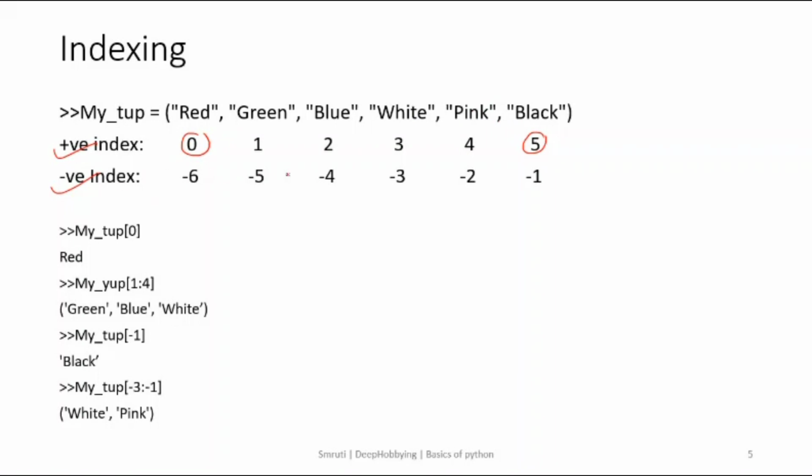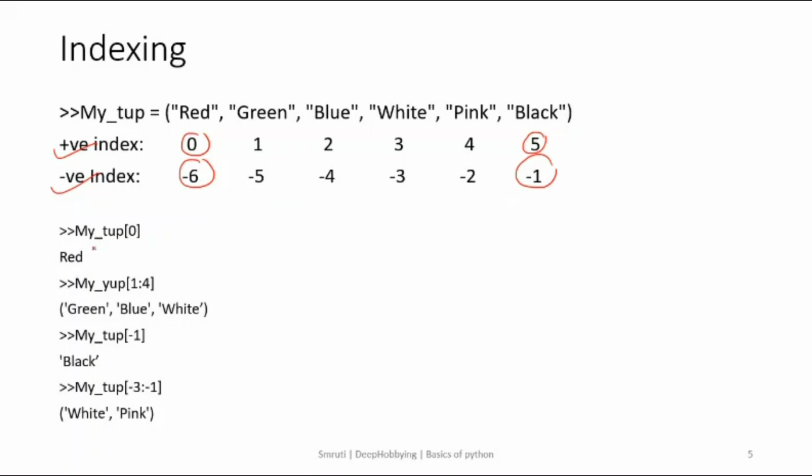Similarly, you can access these elements by using negative index, and the last one of the list or tuple, in this example it's a tuple, the last one is black, and it has index minus 1. And the first element of the tuple, which is red, has the index minus 6. So it starts from minus the length of the tuple, and it increases until it reaches minus 1, which is the last element of the tuple or the list. We will see how you can do the slicing and dicing in Python when we do the examples.